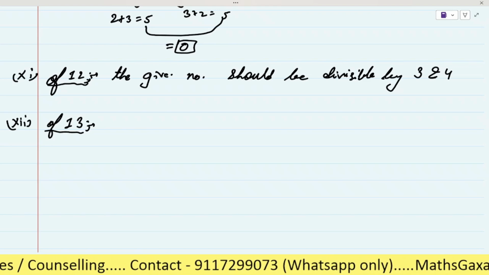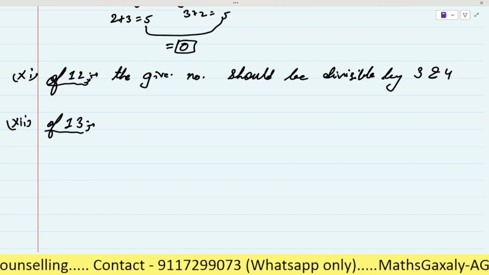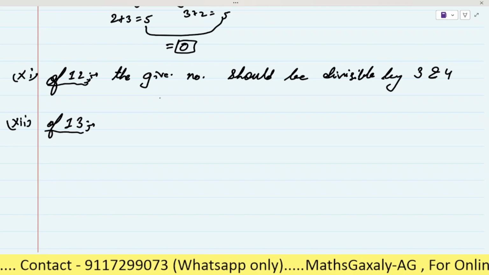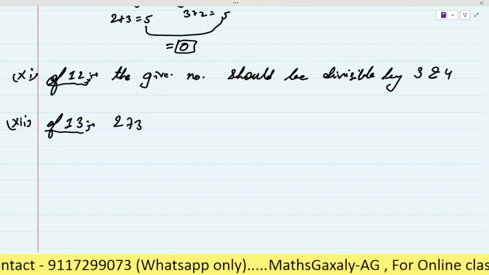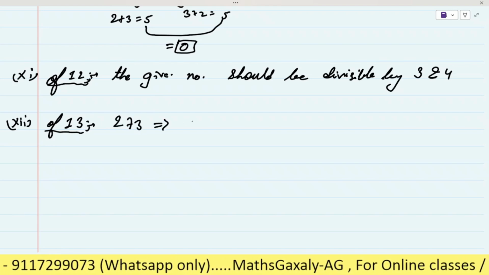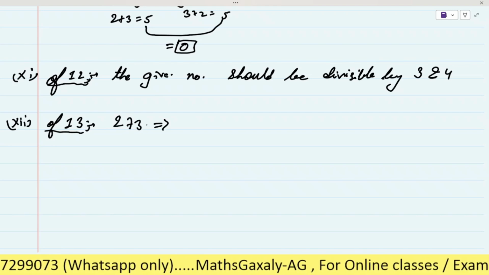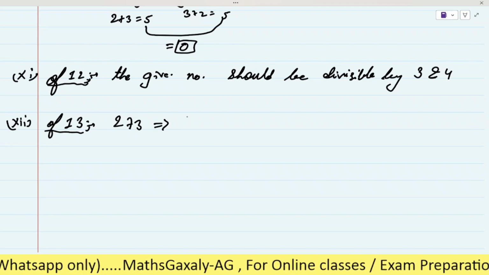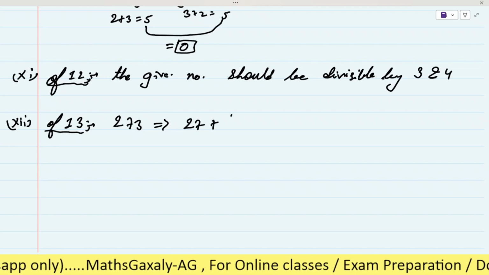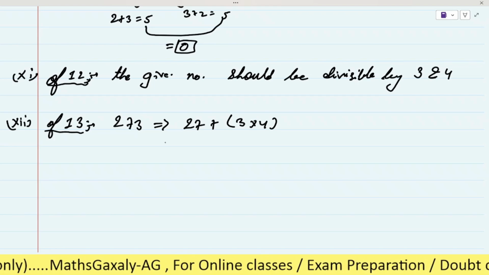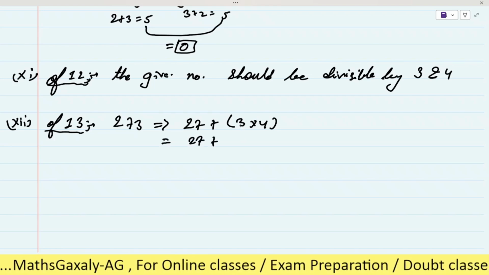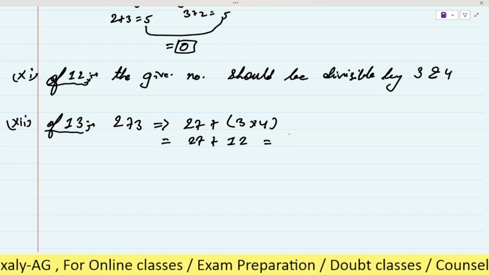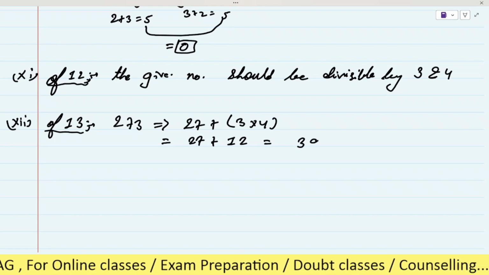Okay. I wrote it. So now let's see the example, 273. Here we have to make 4 times the last digit, and after that we have to add it to the remaining number, right? So 27 plus 3 into 4. 3 fours are 12. Okay, so it will be 39, right?